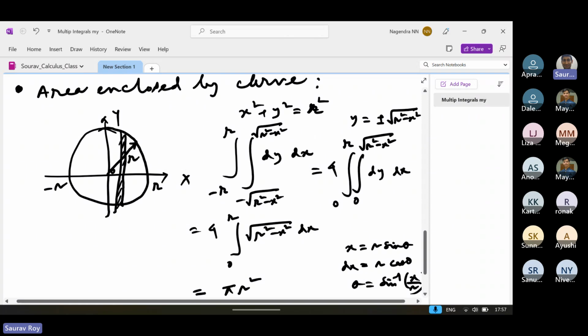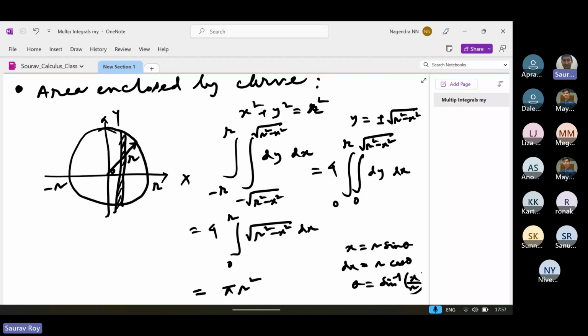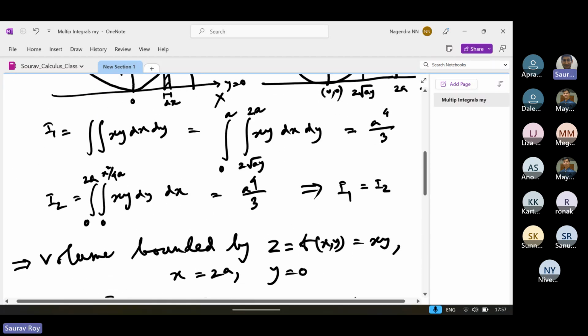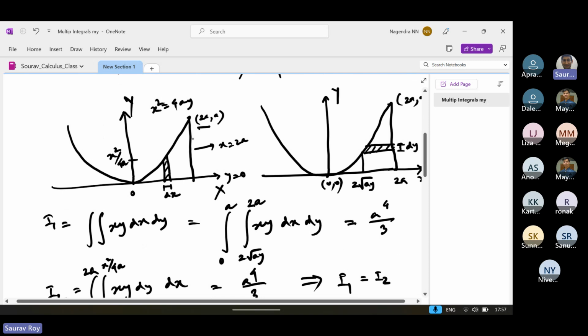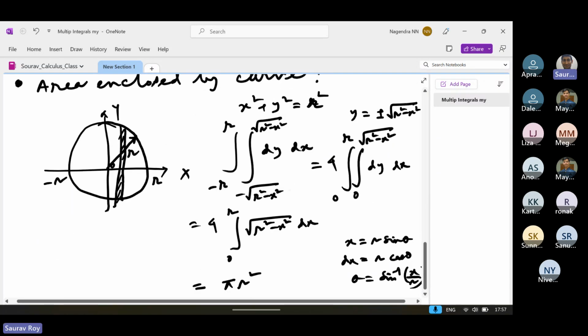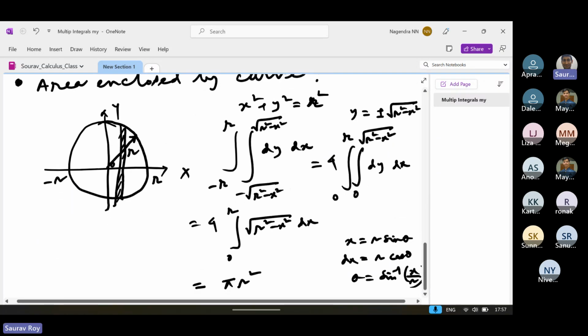The previous one was the volume bounded by this particular area, bounded by this x equals 2a line, and this is y equals 0. So this is one type of problem and this is another type of problem. Do you guys have any question?